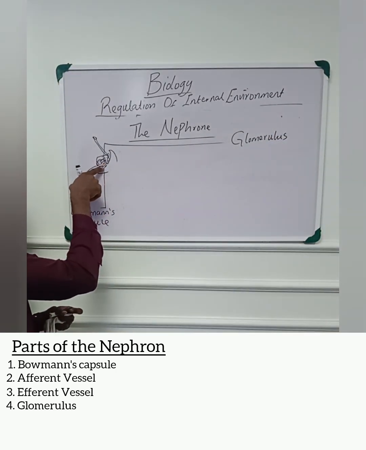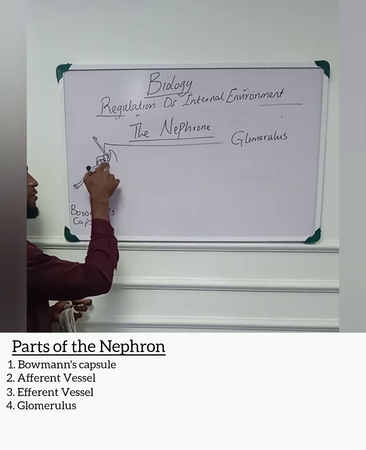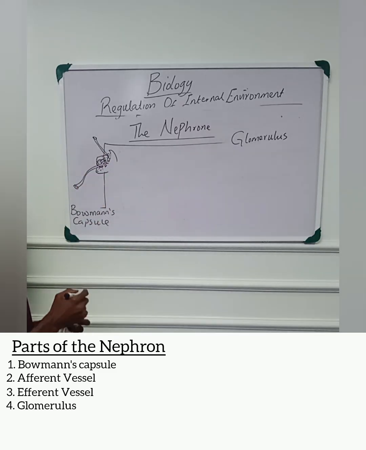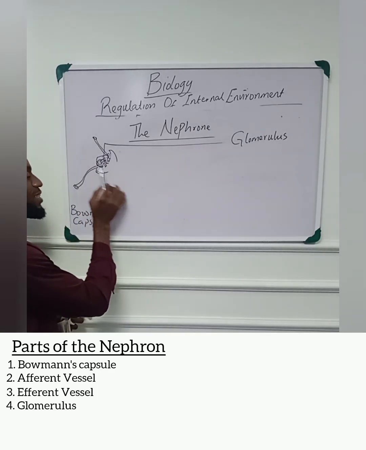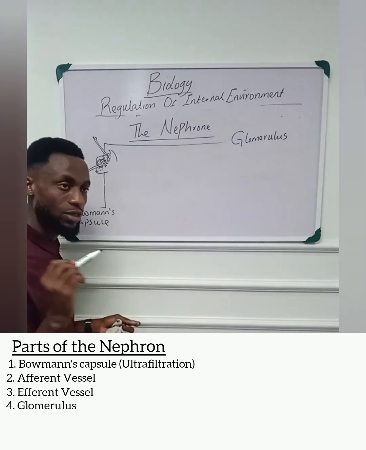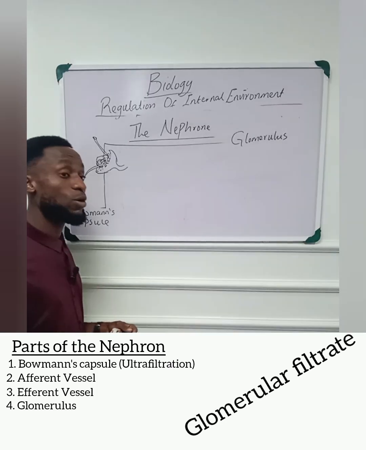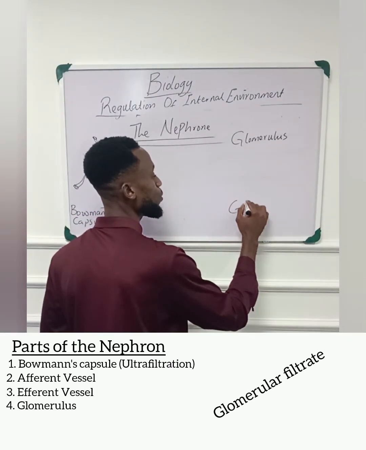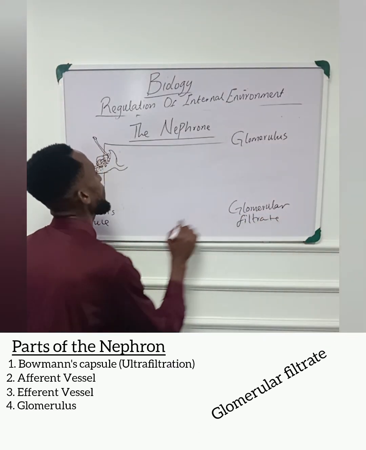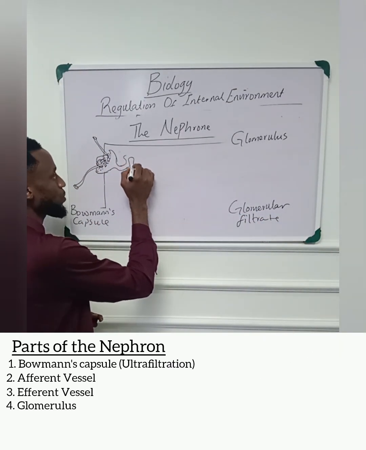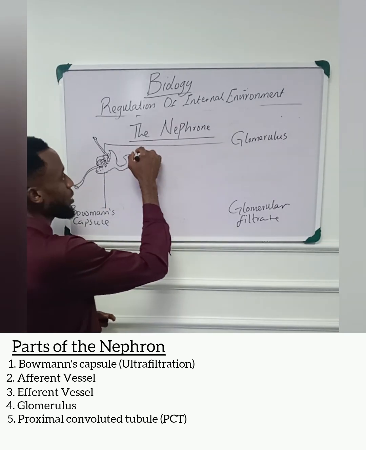So at the Bowman's capsule, it sort of looks like a filter for the blood and the materials coming in. So not everything that gets in here will be filtered through. So what happens at the Bowman's capsule is ultrafiltration. Take note. And after that, whatever gets sieved through is called glomerular filtrate. And by the time it goes in here, there's a little convolution which is called the proximal convoluted tubule.